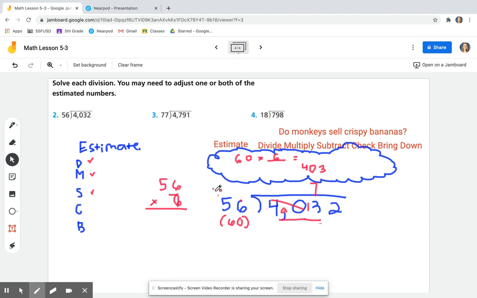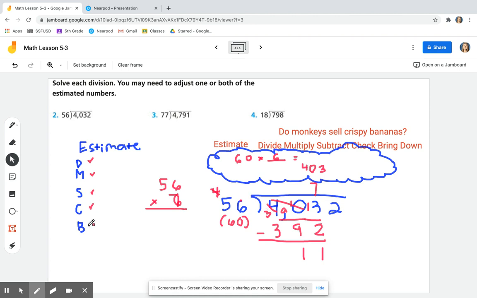7 times 6 is 42. The 2 goes in our product. The 4 goes above the 5. 7 times 5 is 35, plus 4 is 39. This looks much better. 392 is our product, and now we can subtract. What's 403 minus 392? Did you get 11? Great. And then our next step is to check, is 11 less than 56? It is, so we are in fact good.